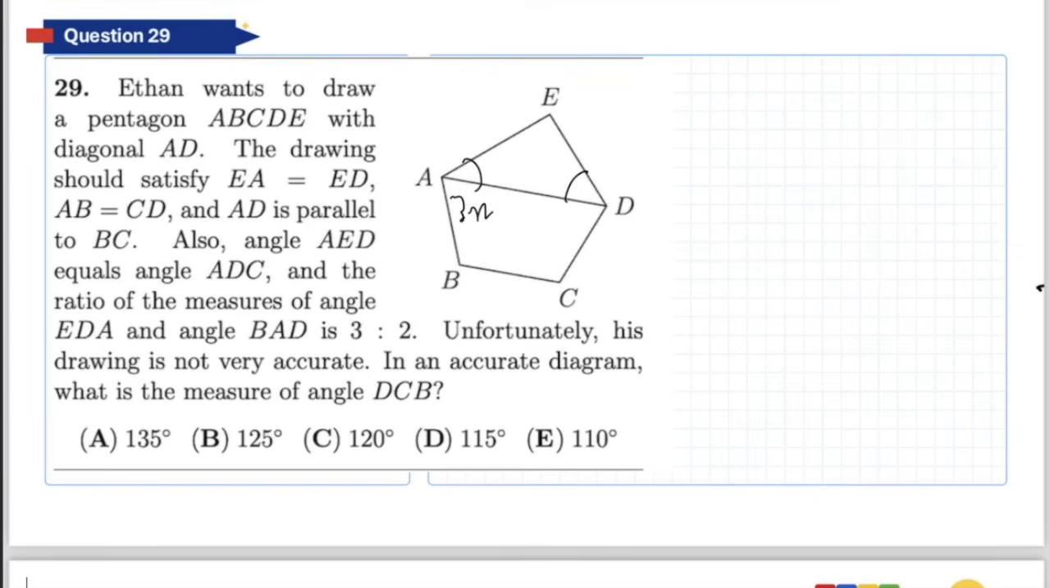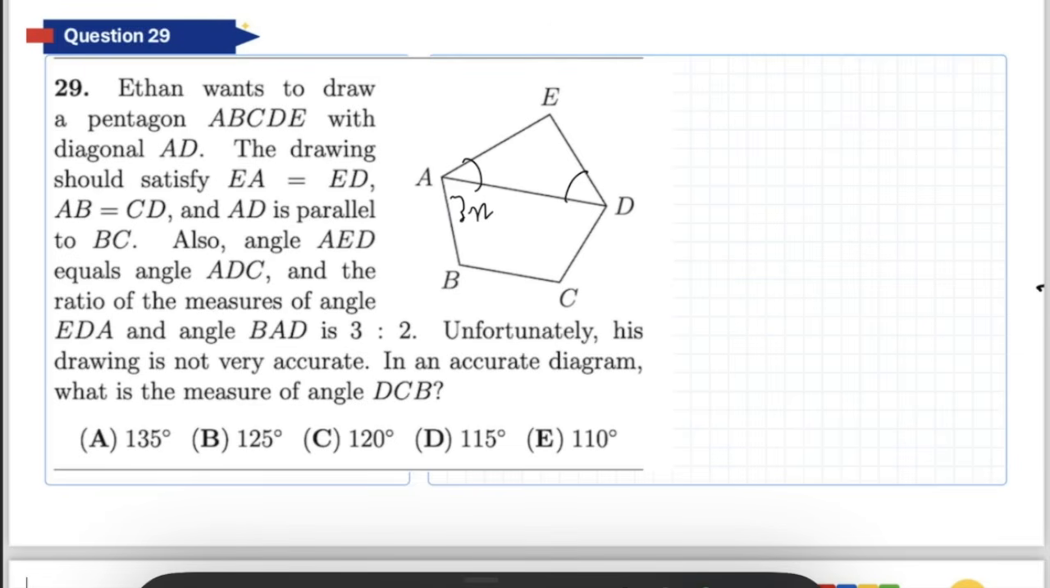Ethan wants to draw a pentagon ABCDE with diagonal AD. The drawing should satisfy EA equals ED, AB equals CD, and AD is parallel to BC. Also, angle AED equals angle ADC, and the ratio of the measure of angle EDA and angle BAD is 3 to 2. Unfortunately, his diagram is not very accurate. In an accurate diagram, what is the measure of angle DCB?